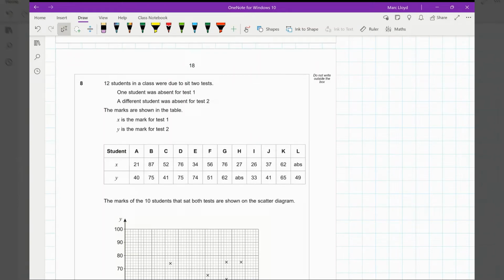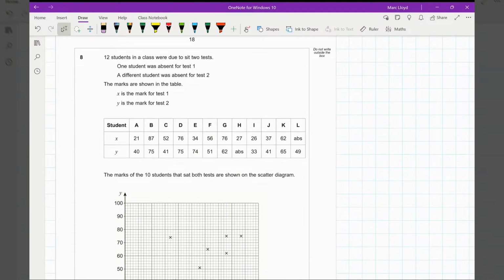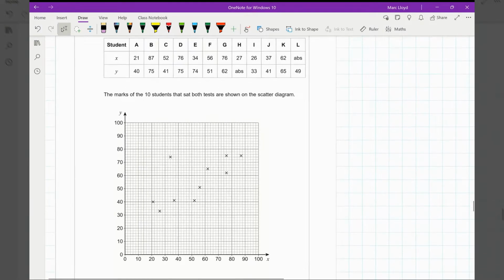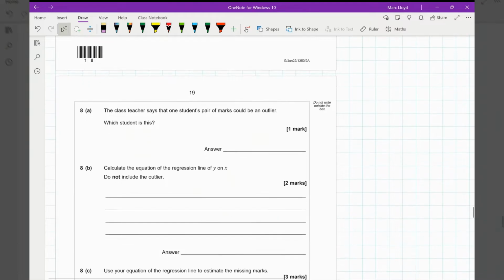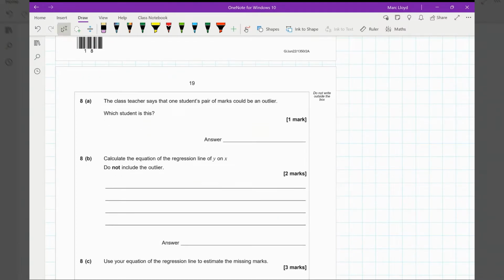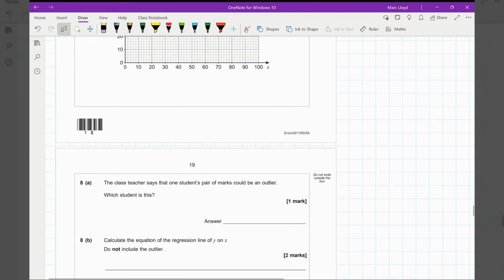Question number 8. 12 students are in a class and they were due to sit 2 tests. One student was absent for test 1, a different student was absent for test 2. The marks are shown in the table and we've got a scatter diagram. The class teacher says one student's pair of results could be an outlier. So which one do we think it is?